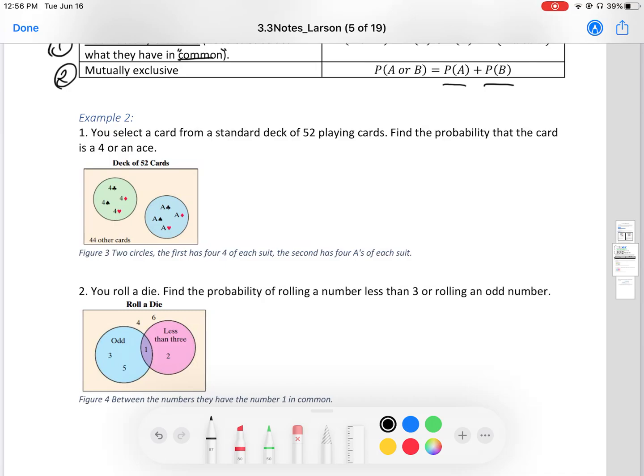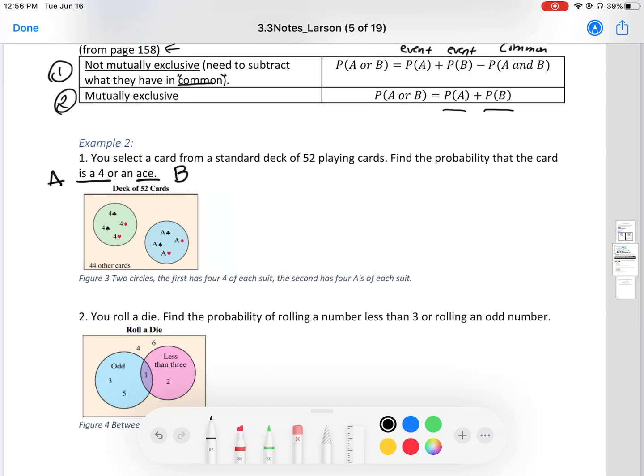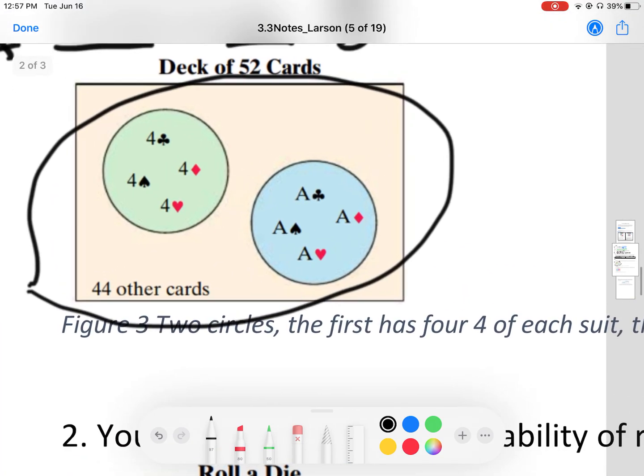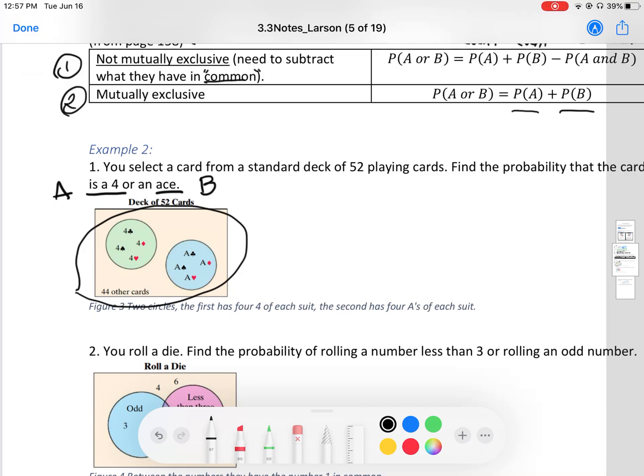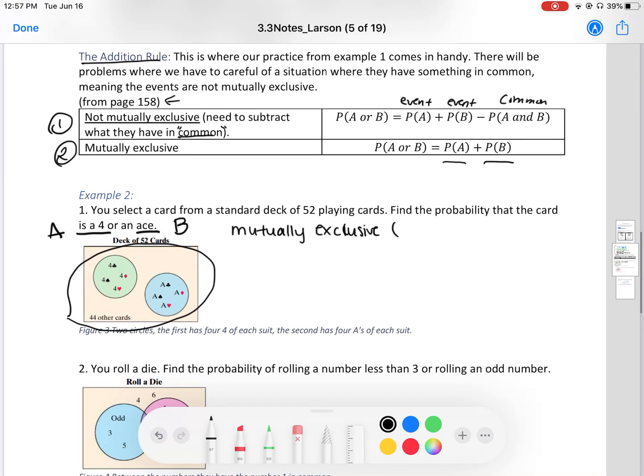Okay, so let's take a look at our two events. Our first event is that it's a 4. Our second event is that we get an ace. Here we see that they're looking at the picture, there is nothing in common between these two. Having a 4 has nothing to do with getting an ace. So let's consider each event. So for this one, we see that they are mutually exclusive. They have nothing in common. So therefore, out of our two formulas above, which one will we use? We'll use formula 2.